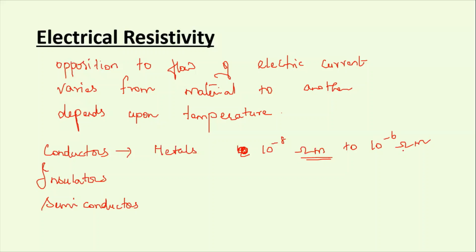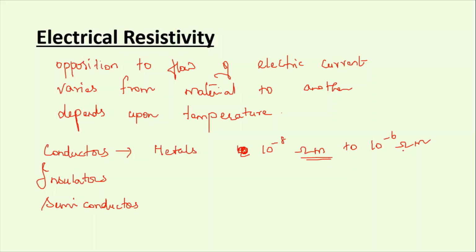So copper and aluminum have very low resistivity and they are used for making wires for transporting electric current. For over long distances, the loss will also be very less.